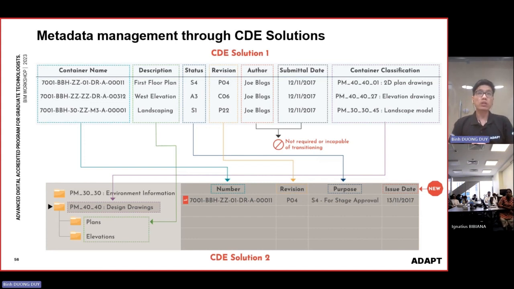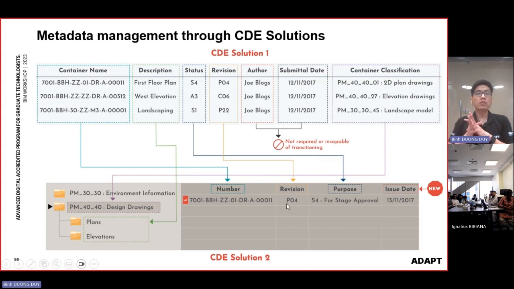On the CDE, we have to make sure the naming is correct because we have to think about metadata. Metadata means the way you name and place the file, or name the folder structure, makes it possible to understand what information is inside that file. To define the metadata, we have to list 7 fields: container name, description, status, revision, authority, submission, and container classification system. From those 7 fields, we can define a folder structure, the naming, and some other attributes of the file, like revision, purpose, and the date issued.